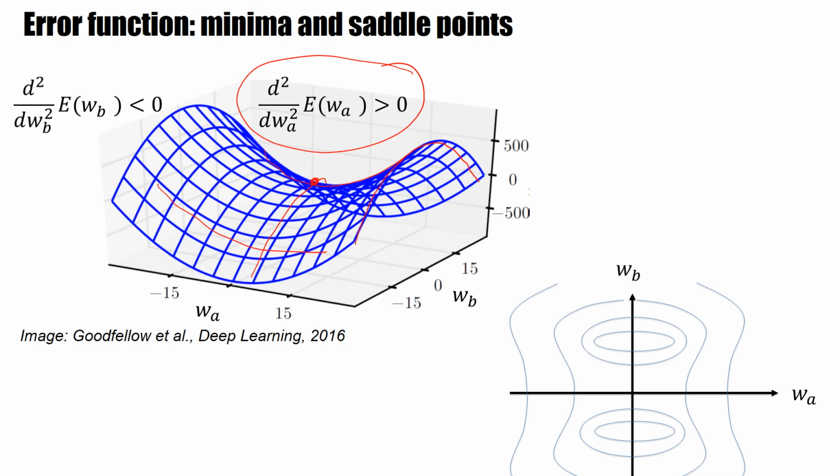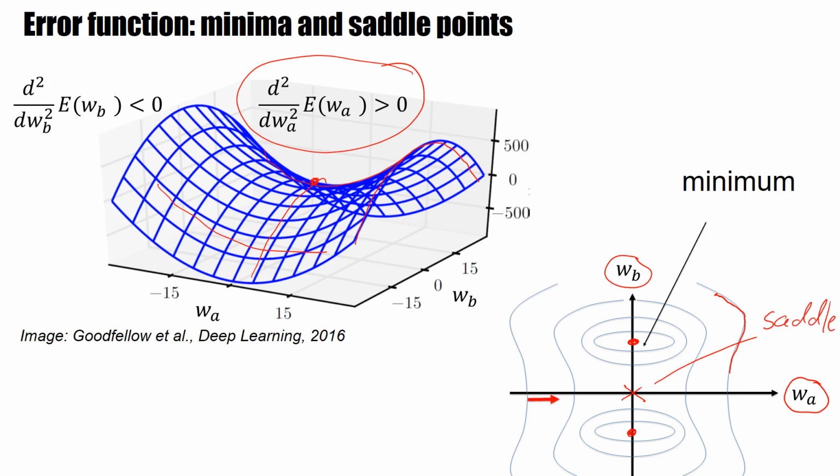I don't really like these 3D graphics. I prefer to work with niveau lines. So it's here again two weights. We have picked out two of these parameters, W_A and W_B. And then what we have here are niveau lines, lines of equal loss. And here, at this point here, there would be a minimum, and then here would be another minimum, and here, this point here, that would be the saddle point.